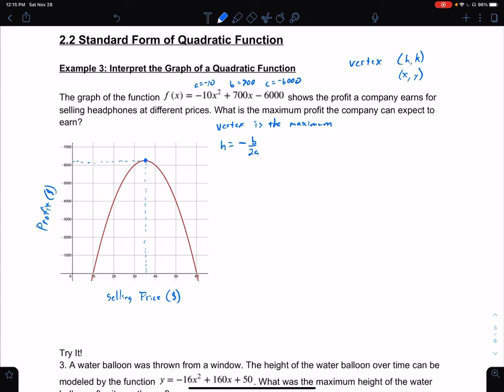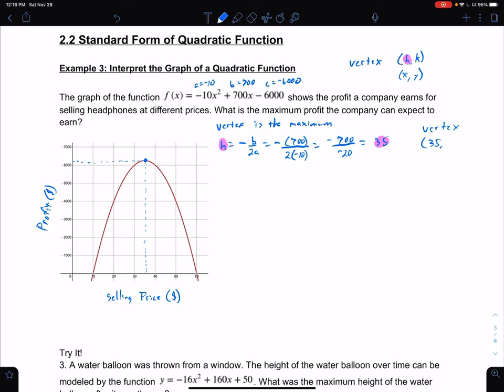So let's plug our numbers in. Negative b, so negative 700, and then 2 times a, which is negative 10. So we get negative 700 over negative 20, and 700 divided by 20 would be 35. So my h value is going to be 35, which is pretty accurate to what we said it should be. We said it should be somewhere between 30 and 40.